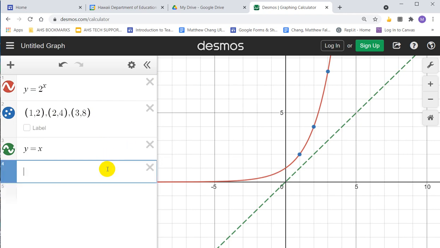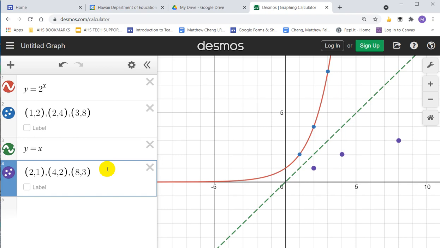So if we swap the x and y values, we get 2, 1. The next one becomes 4, 2. And the next one becomes 8, 3. So we're starting to create another part of the graph here as well.